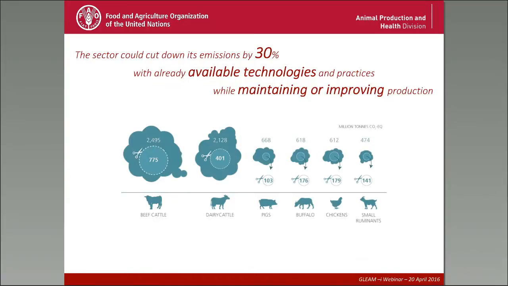For example, in this report Tackling Climate Change through Livestock, we estimated that the sector could cut down on its emissions by 30% using already available technologies and practices, without changing the level of production or even increasing the level of production. And you have here the breakdown of this mitigation potential in different species.